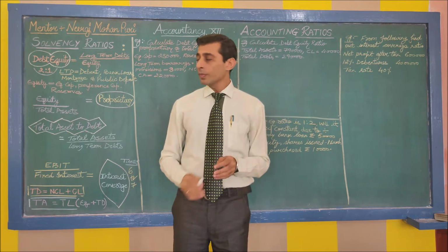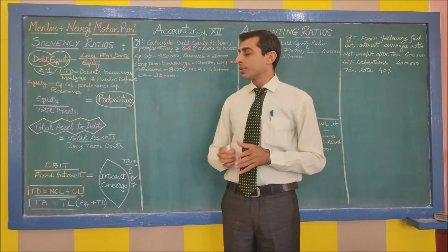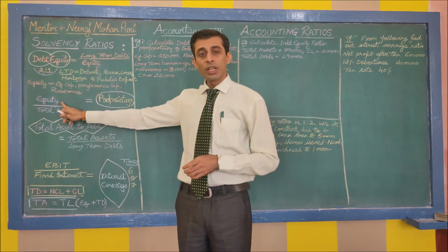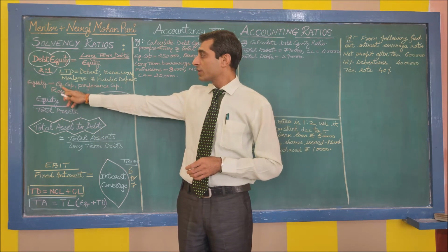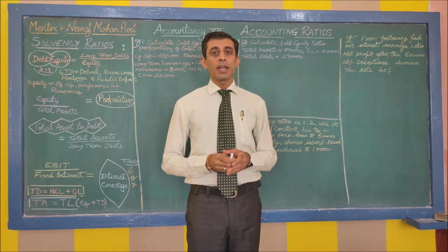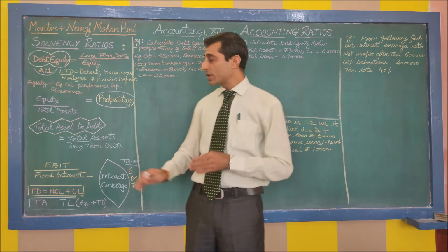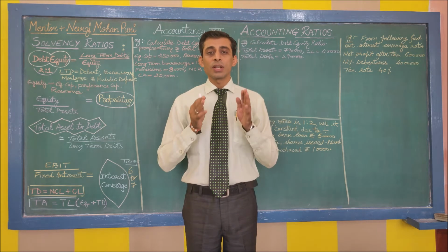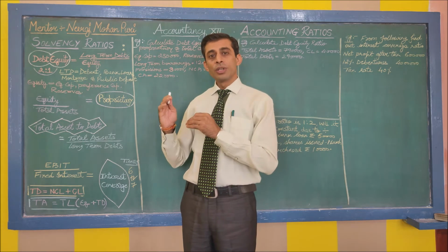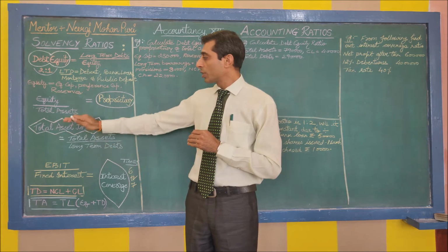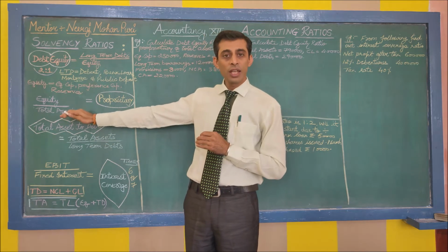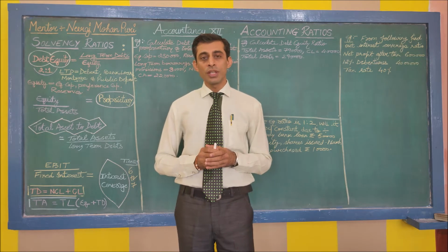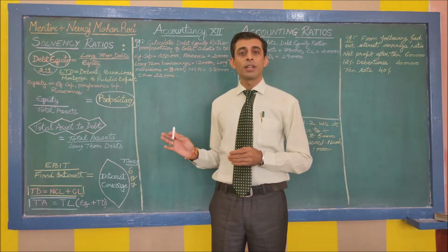fund. Second type of ratio is proprietary ratio. In this, the formula is equity, which we have already discussed in the first formula, divided by total assets. The basic purpose of proprietary ratio is to understand how many shareholders fund is supported and backed by the total assets.